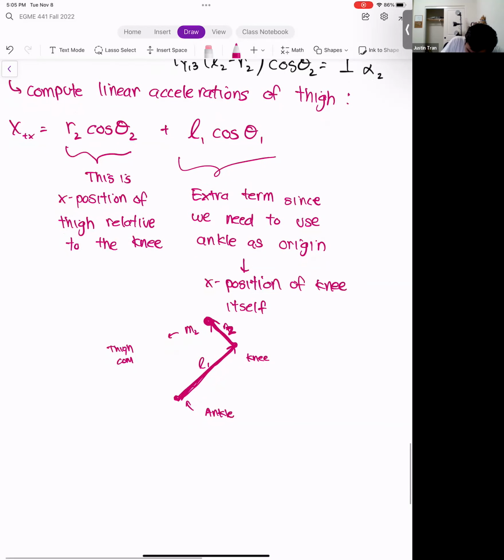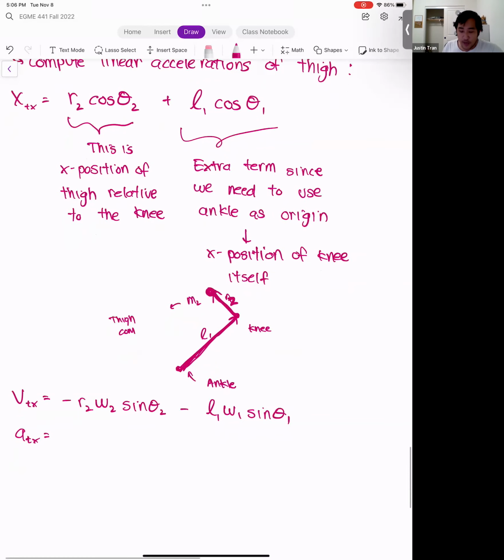So, all right, let's take vtx, and so vtx here is going to be the derivative of the x position with respect to t. Okay, and so we have two terms here. So we have minus R2 omega 2 sine theta 2 minus L1 omega 1 sine theta 1. Okay.